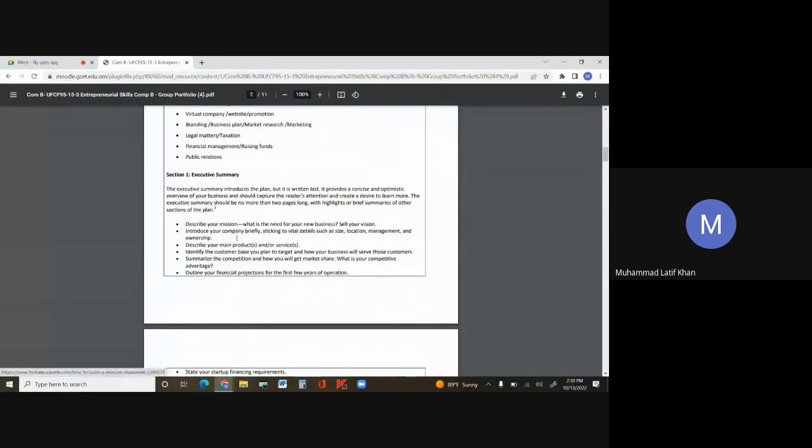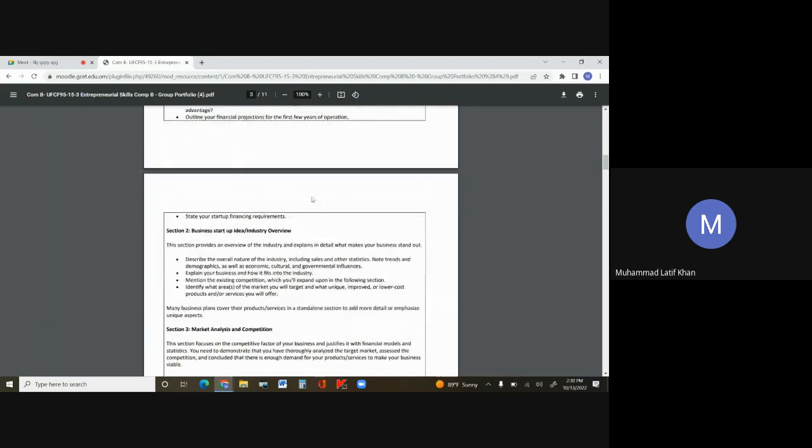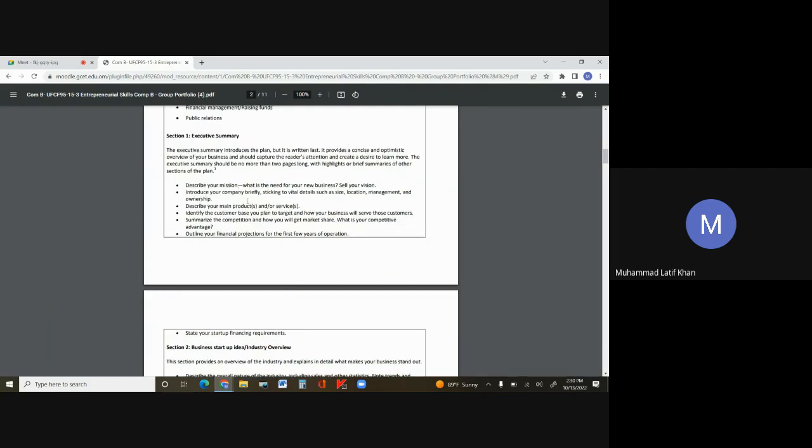Executive summary. So what should be there? In the executive summary, you should write your mission, your vision, your main product, who your customers are, summarize the competition, outline the financial projection, and state your startup financing requirements. So this can be the executive summary.